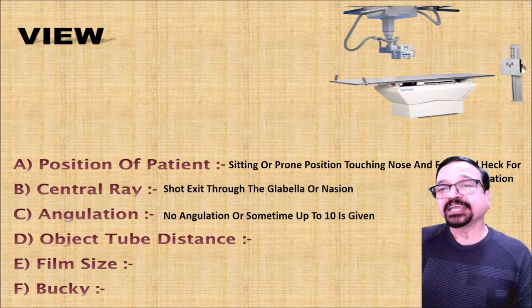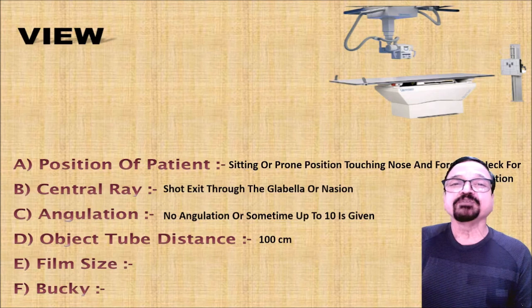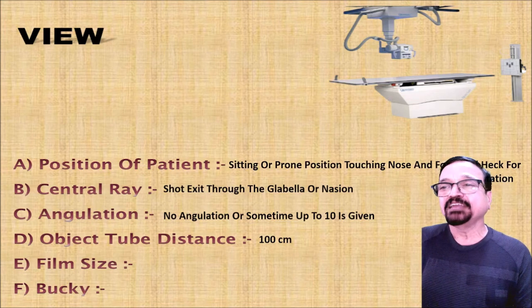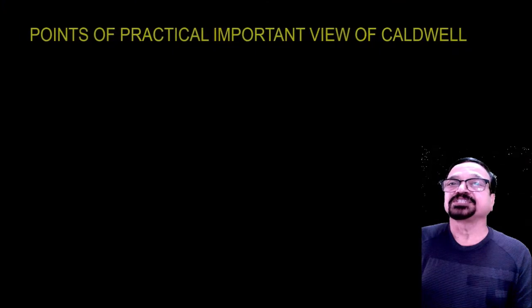Then the angulation: no angulation, or sometimes up to 10 degrees is given. Distance is 100 centimeters. If you give no angulation, it becomes PA. If you give up to 10, it becomes Caldwell projection. So depending on the indication and the patient's comfort, you have to give these angulations.